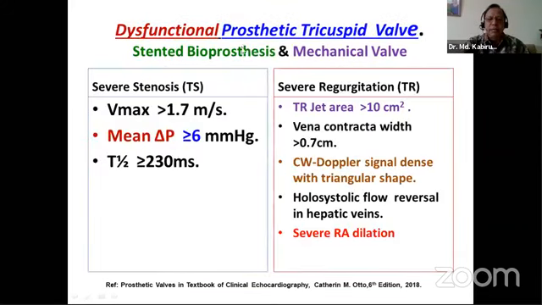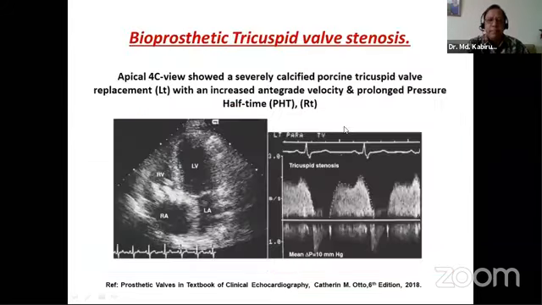And these are the parameters for the prosthetic tricuspid valve. These are the stenotic gradients for severe stenosis of the prosthetic tricuspid valve. Mean gradient should be more than 6 millimeter of mercury, whereas for the mitral valve it is 10. And these are the parameters for severe regurgitation of the tricuspid prosthesis.